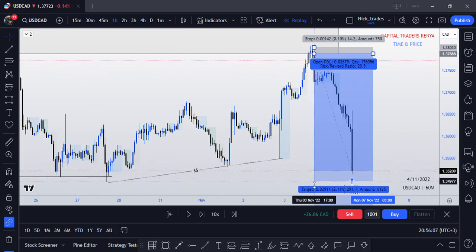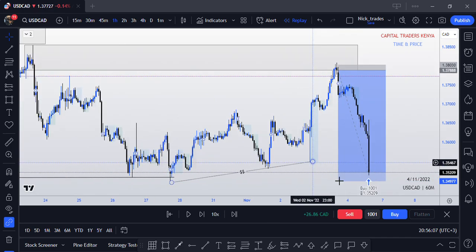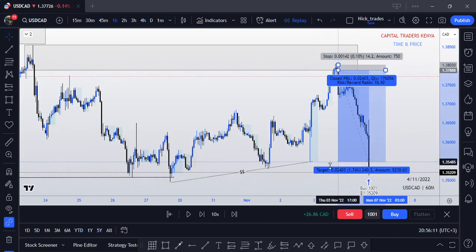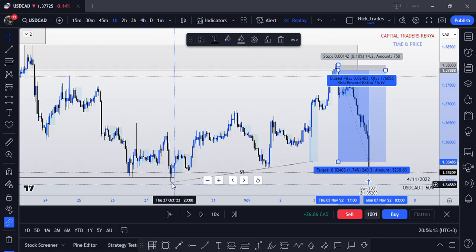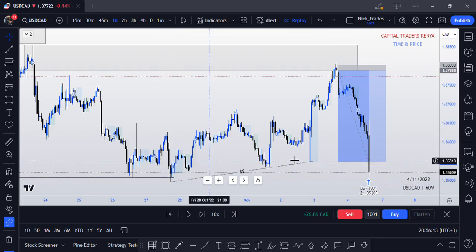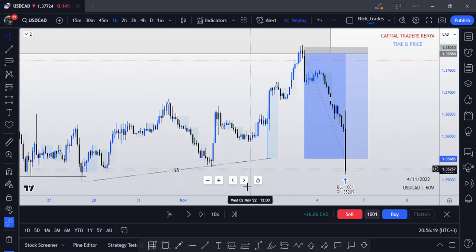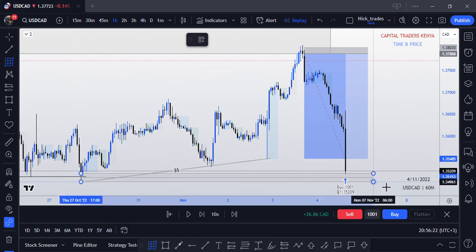Okay. Now, to be safe, let's just set it at the start. Yes, we know that this is going to be taken out, but from my experience, sometimes we can get prices pushing to the zones, and then our expectations are not met. We get the trade has not actually come to the origin of this liquidity.